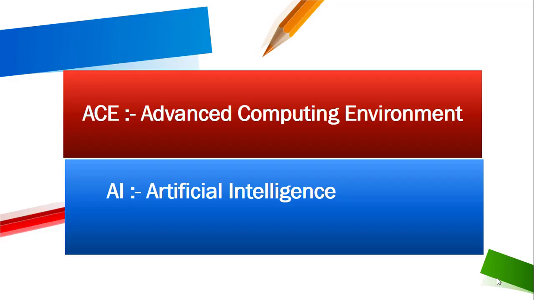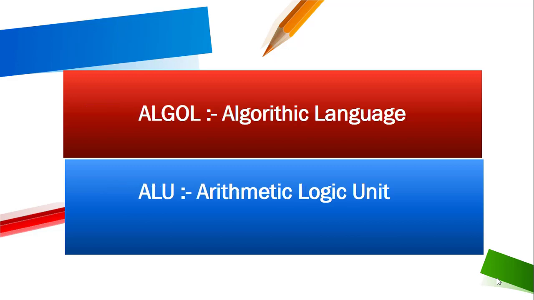First of all, we have ACE, that stands for Advanced Computing Environment. Next one we have is Artificial Intelligence, that is AI. Next one we have is ALGOL, which is one of the most important programming languages and stands for Algorithmic Language. Next one we have is ALU, that is Arithmetic Logic Unit.